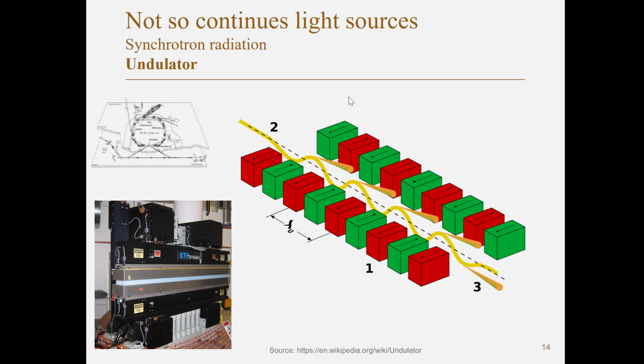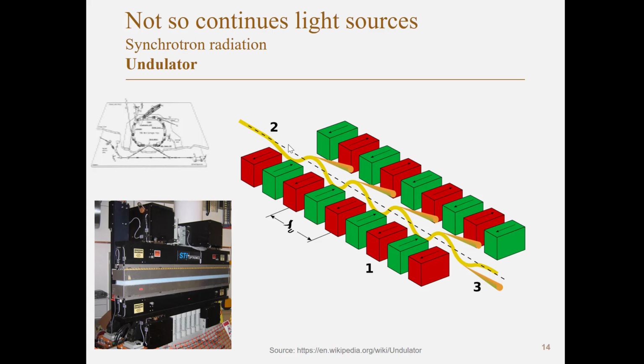So the radiation from these different points interferes. And that means that you get an interference where you can get much more narrow band radiation. You can get more radiation within the window you're interested in. And by changing the distance between these, you can change exactly where the radiation is generated. And you can also make different kinds of undulators which are made to generate this radiation in different regions.